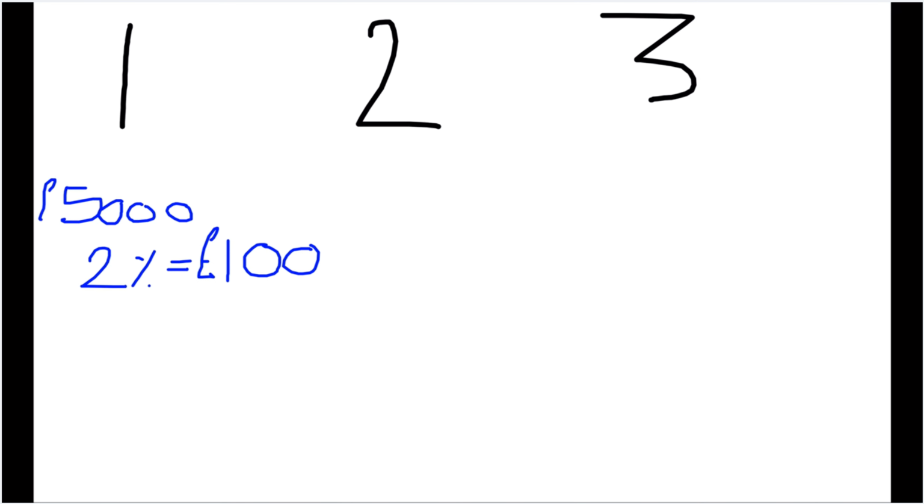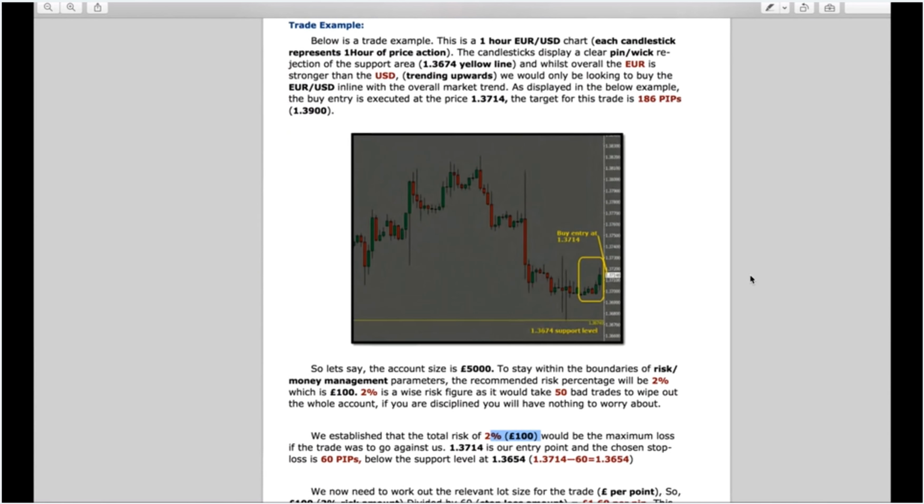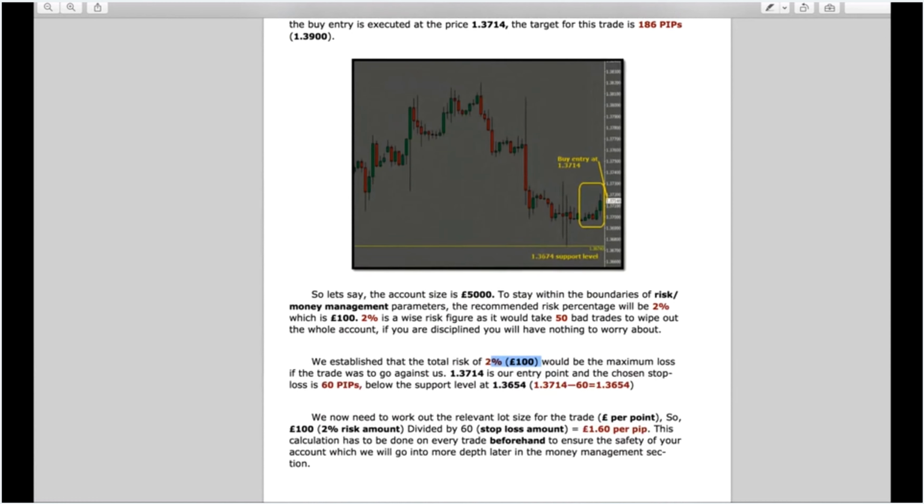Okay, so every trade going forward, if we know that there's a potential that we're going to lose £100, nothing more, we are not going to have a heart attack. This is going to prevent you from jumping into trades that don't make sense afterwards, okay? So that's that. Next, we have our 186 pips, which I'll get to in a moment.